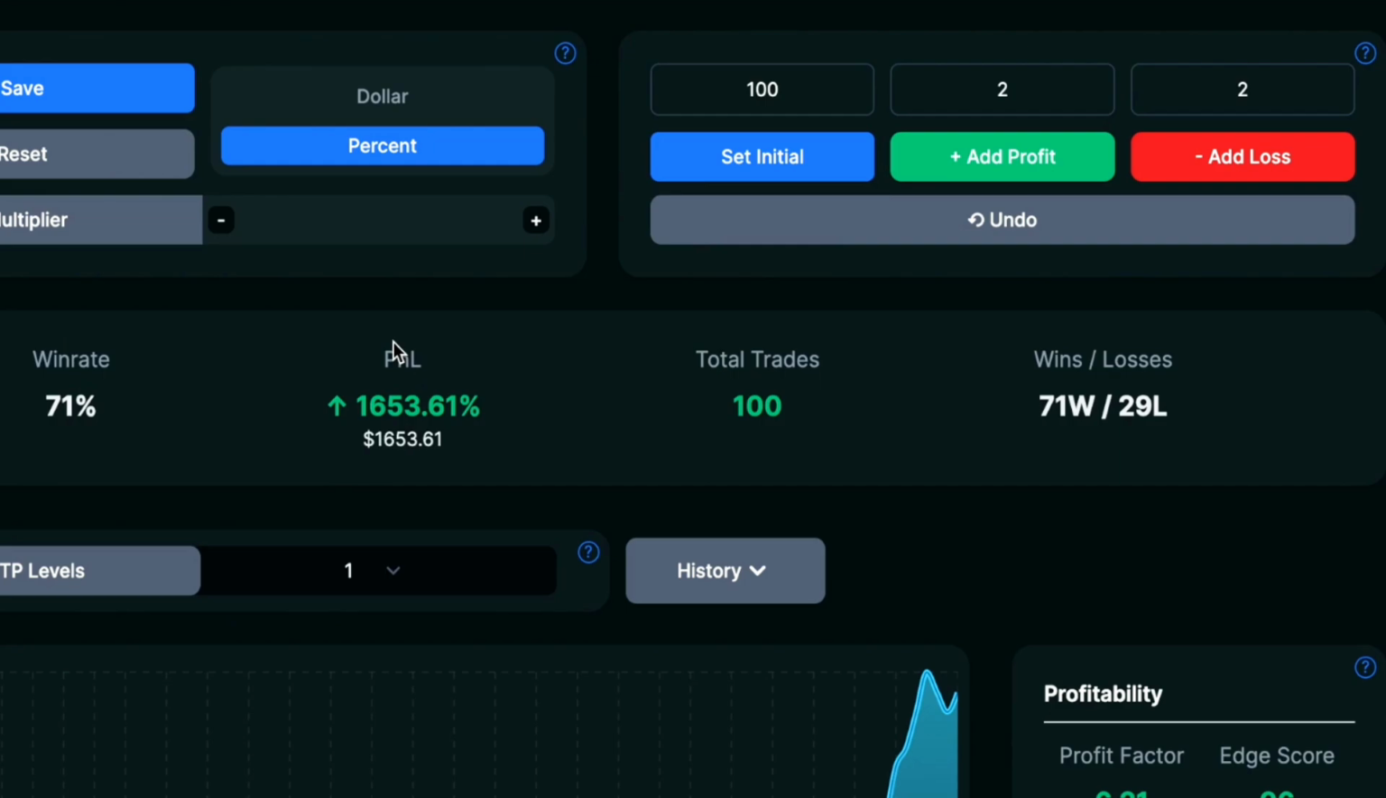After 100 trades, the account size increased by over 1,600%, averaging an 18% profit per day. However, expect lower numbers when trading live due to spreads and fees. Forward test this strategy with paper money first.